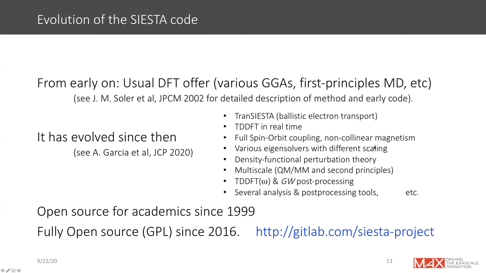Density functional perturbation theory for phonons and other kinds of small perturbations in linear response. There are also multi-scale options, so having things like QM/MM in bio settings or second principles calculations in large-scale materials calculations are also possible. Time-dependent density functional theory in linear response as a function of omega, and GW post-processing calculations on top of Siesta results are also possible now, by developments done on top of that by Daniel Sanchez-Portal and Peter Koval and others, and many other things in terms, for instance, of analysis tools and post-processing tools.